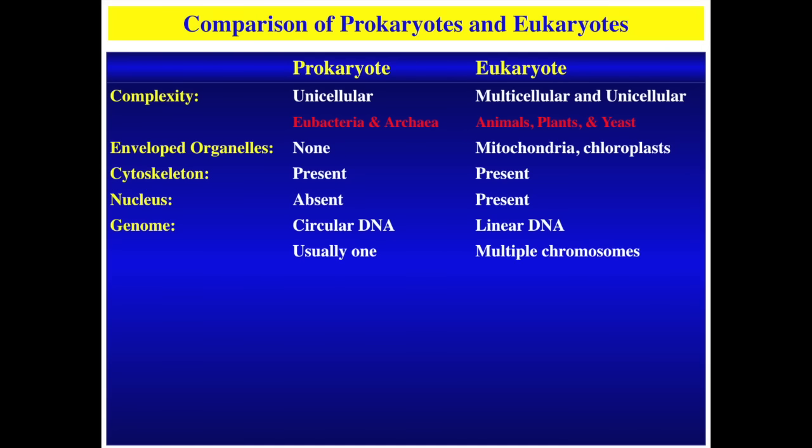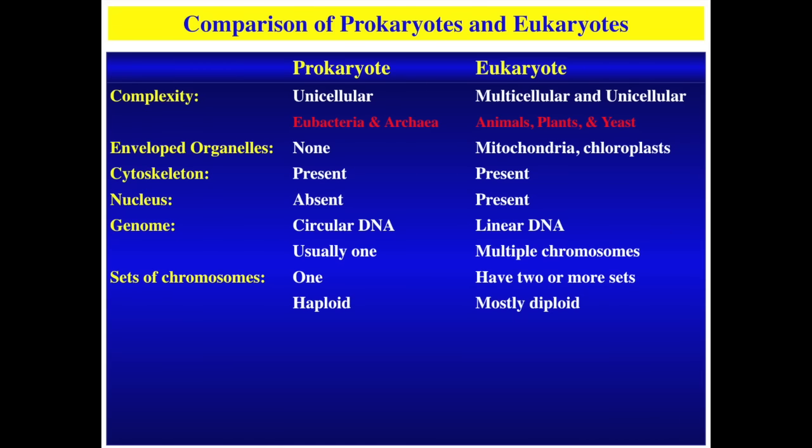Prokaryotes usually have one chromosome, whereas eukaryotes have multiple chromosomes. Prokaryotes have one set of chromosomes. That means that they have one copy of each gene. Eukaryotes have two or more sets. That means they have multiple copies of each gene. So prokaryotes are called haploid because they have one set, one copy of each gene. And eukaryotes are mostly diploid, so they have two copies of each gene.